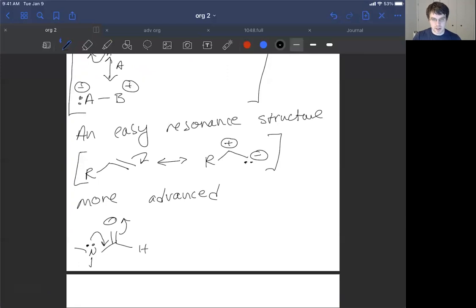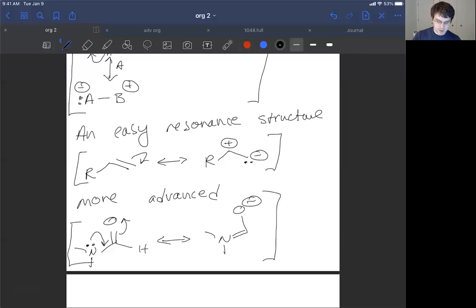And we push the electrons from the lone pair over to make a nitrogen-carbon double bond, push the electrons from the carbon-oxygen double bond up to make a negative charge, and we get something like this. This is a very important resonance structure for understanding some important biomolecules.